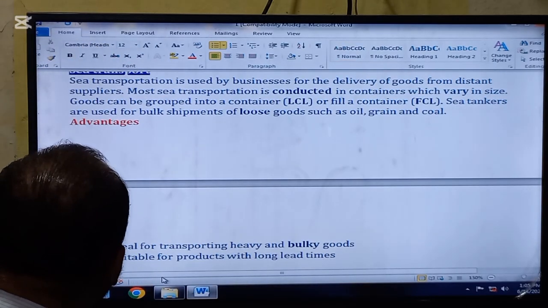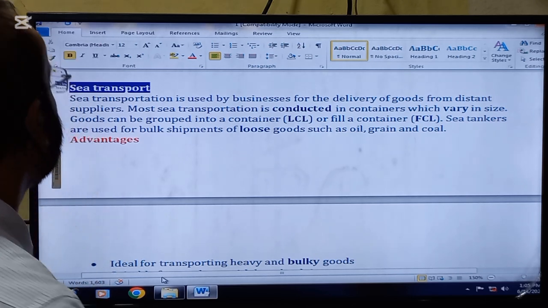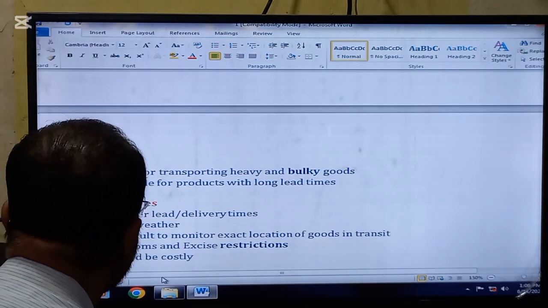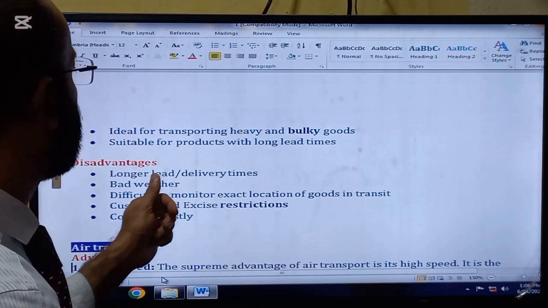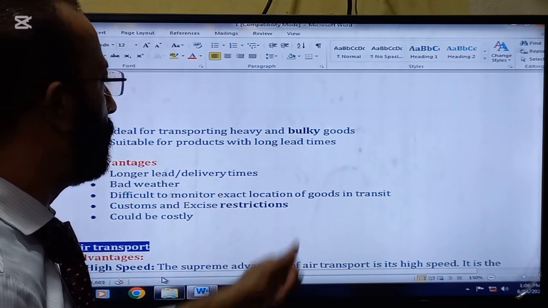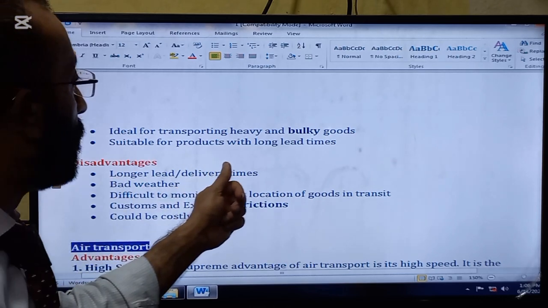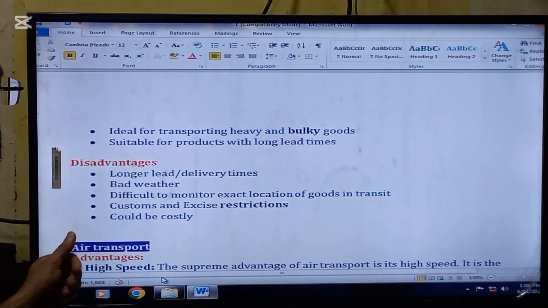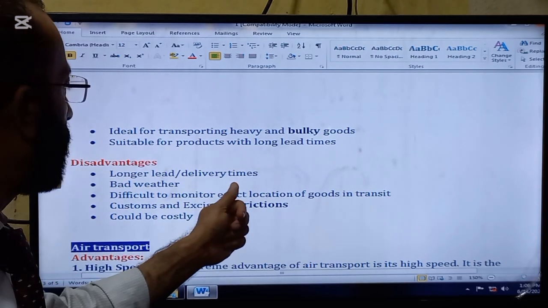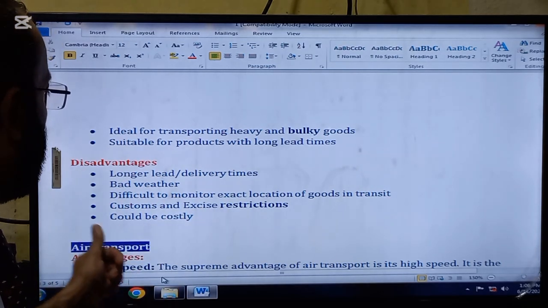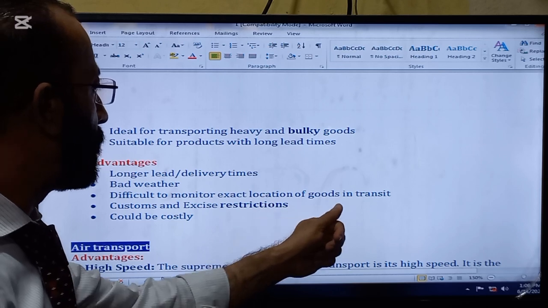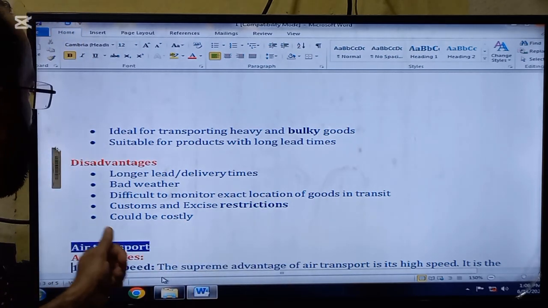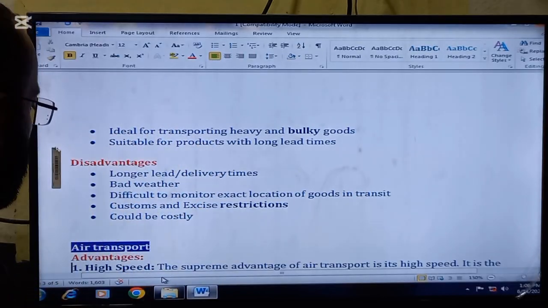Next thing which we are going to read is sea transport. The advantages of sea transport are: the first one is ideal for transporting heavy and bulky goods, suitable for products with long lead times. So these are the advantages. Disadvantages are longer delivery time, bad weather, difficult to monitor exact location of the goods in transit, customs and excise restrictions could be costly. So these are the disadvantages.